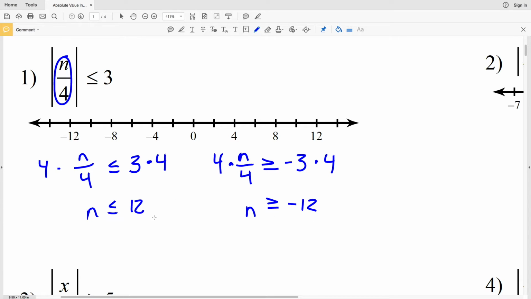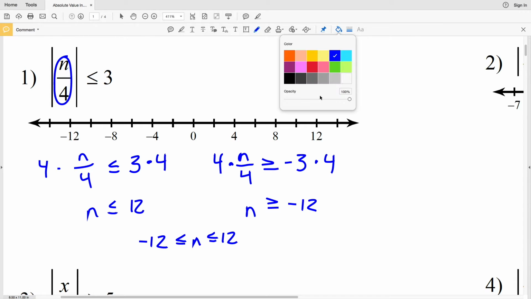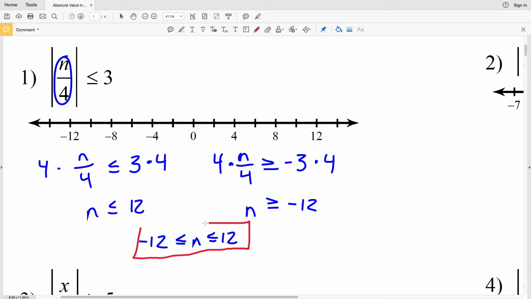We can write these two inequalities together and say that negative 12 is less than or equal to n, which is less than or equal to a positive 12. And this is the solution to this absolute value inequality. When we graph that, circle and fill in the negative 12, circle, fill in the positive 12, and shade everything in between.